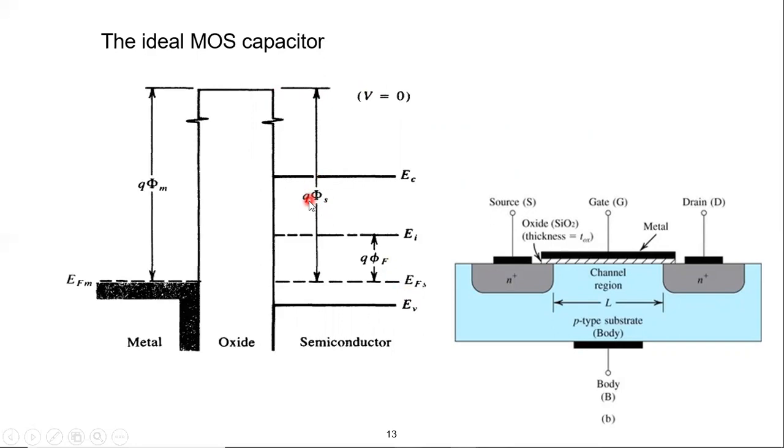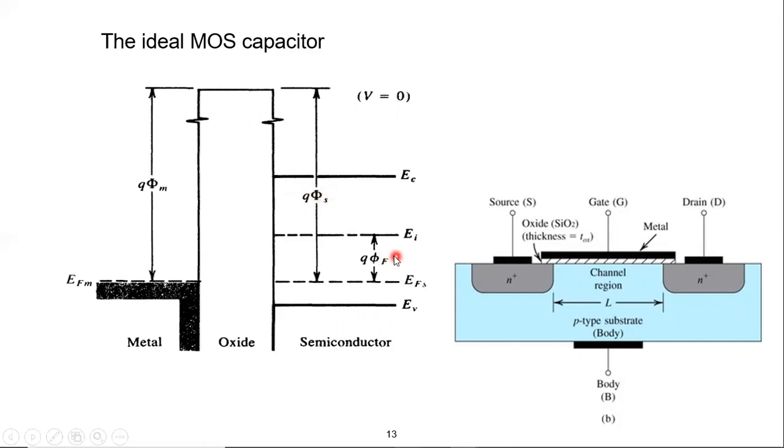If you remember here, S stands for semiconductor. We did the same while we were studying the metal oxide junction, sorry, the metal semiconductor junction. So we use the same terminology. If you studied lecture number 4, you should now be familiar with this phi S, which is the work function for the semiconductor.